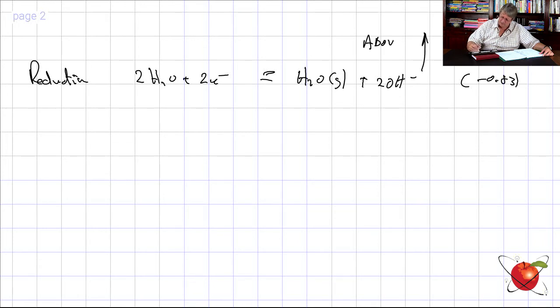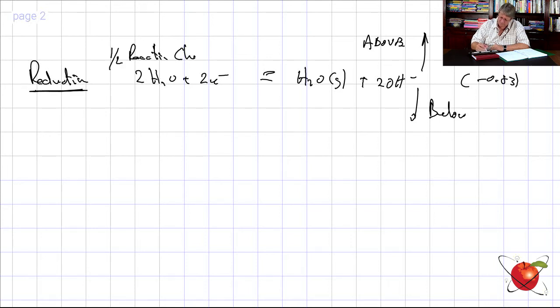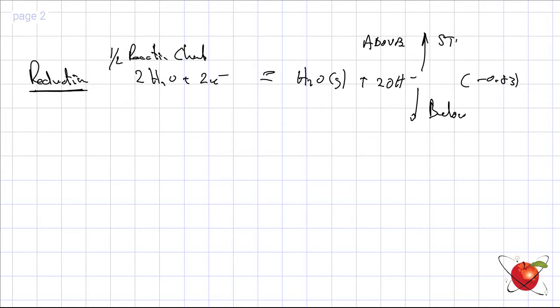Now I'm going to label above and I'm going to label below. I take the reduction, I label above and below. Reduction is the one on the half reaction chart. It's the one that's showing which way it's going, correct? It's written in reduction potentials. So we've got that. Above, they stay. Below, they go. They stay in solution. They go out of solution.